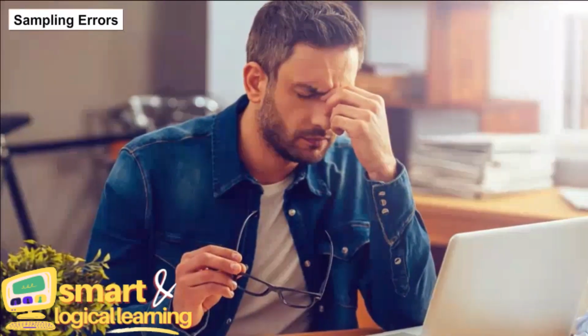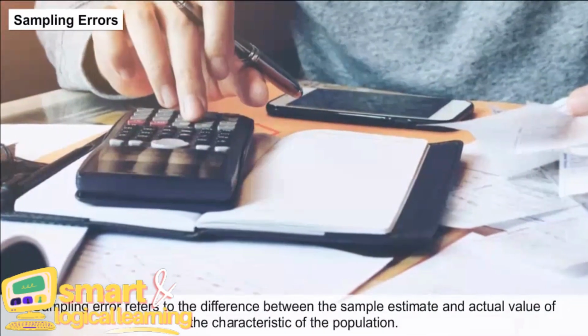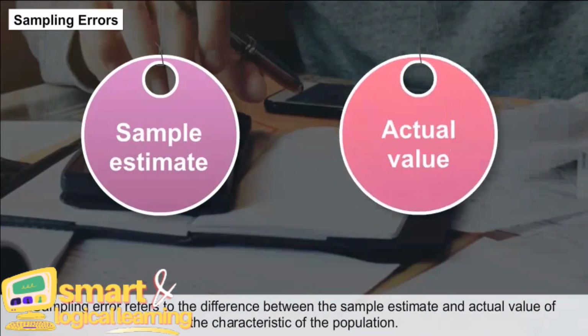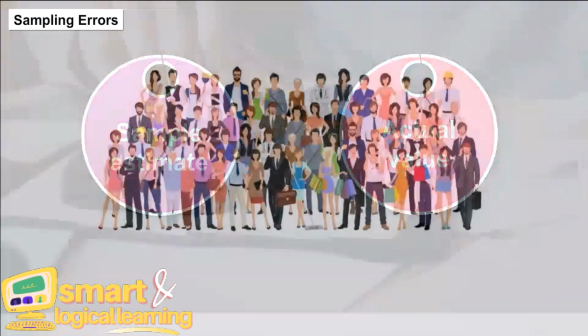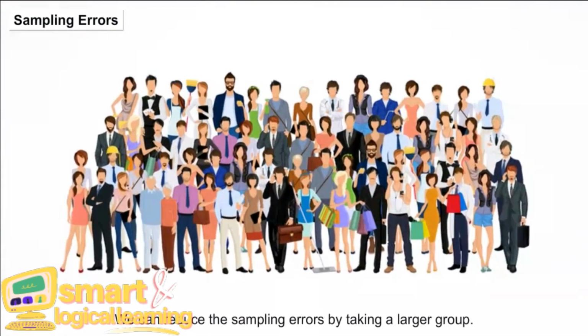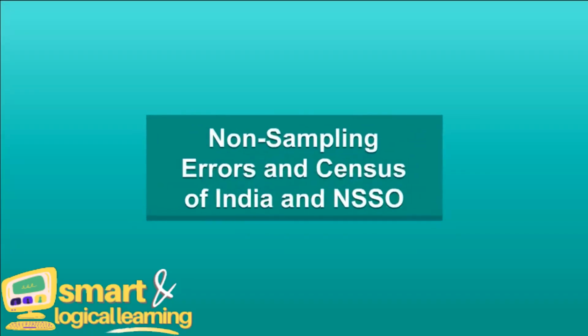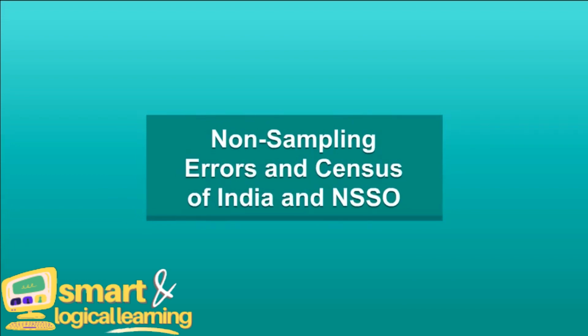Sampling errors. Sampling error refers to the difference between the sample estimate and the actual value of the characteristic of the population. We can reduce the sampling errors by taking a larger group. Non-sampling errors in Census of India and NSSO.